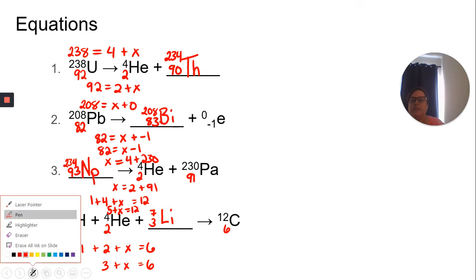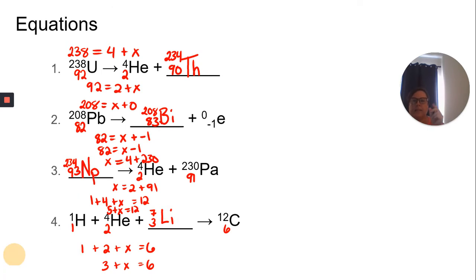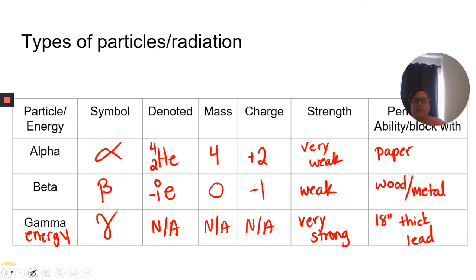Now, not only should you be able to fill in the blank, but you should also be able to state whether it's alpha, beta, or gamma. So if we go back to the chart we just formed, we are looking for these things in the reaction. Gamma won't ever be the answer because remember, gamma is just energy, so it's not shown in the reactions. So if we see 4,2He, it's an alpha decay. If we see an electron, that makes it beta decay.